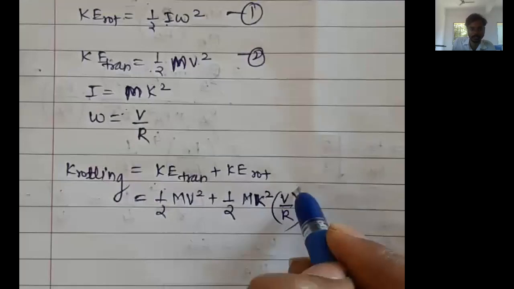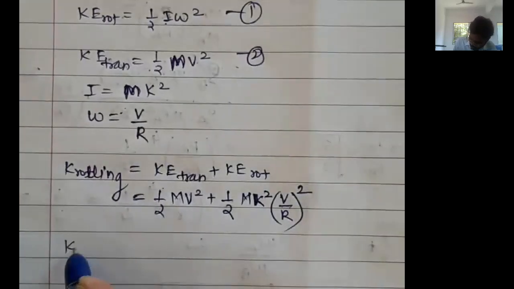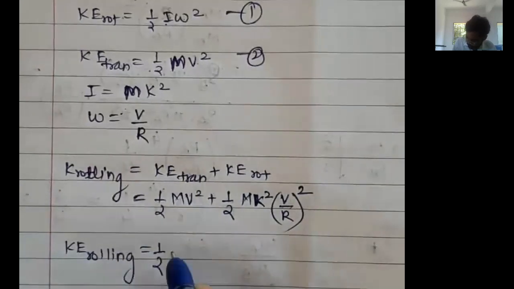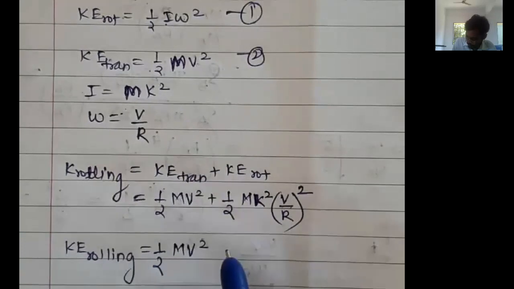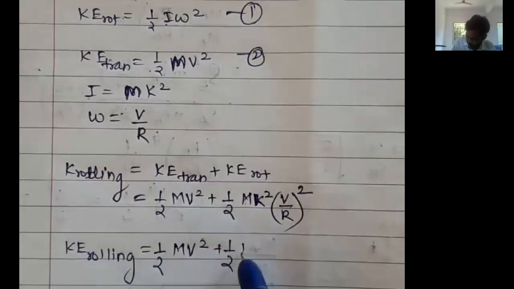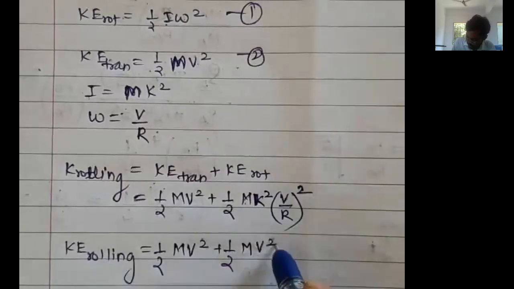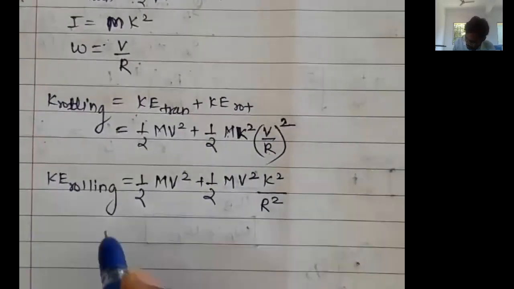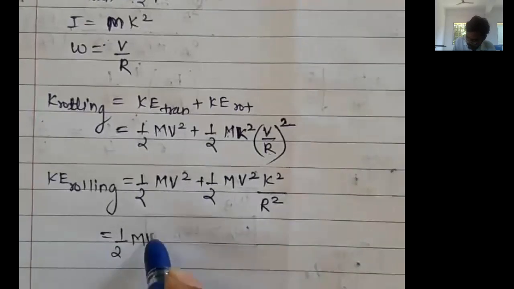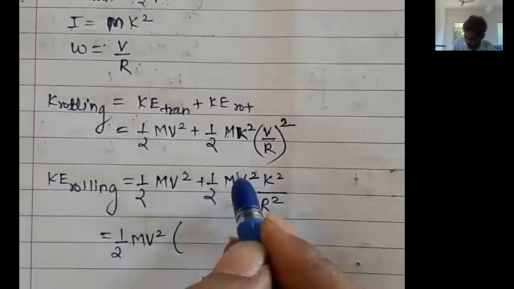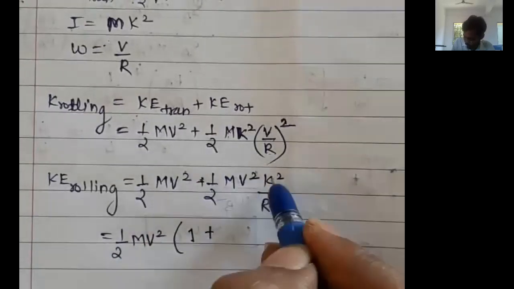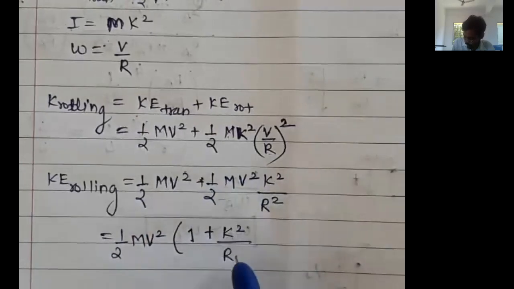But sir, omega is to be squared. Yes. So KE rolling, total KE, is equal to 1/2 mv square plus 1/2 m as it is, v square as it is, k square as it is, divided by r square in the denominator. Okay, so 1/2 mv square you can take common into bracket: 1, then this plus sign, k square upon r square.